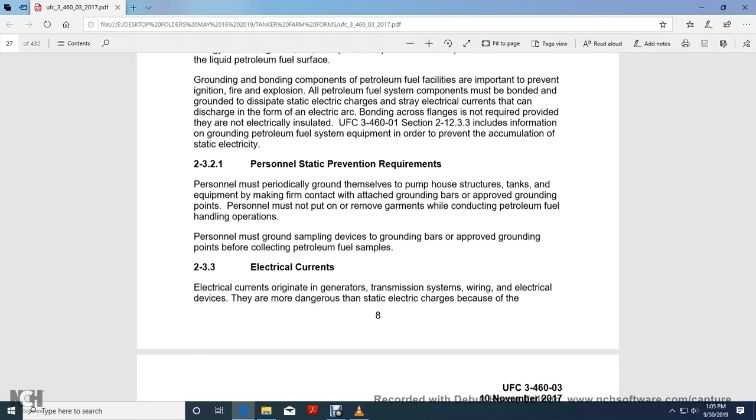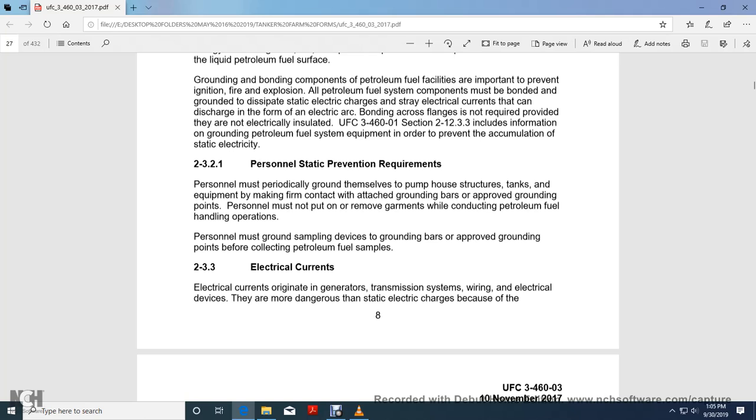2.3.2.1 Personnel static prevention requirements. Personnel must periodically ground themselves at the pump house, structures, tanks, and equipment by making firm contact with the ground bars approved as grounding points. Personnel must not put on or remove garments when conducting petroleum fuel handling operations. Personnel must ground sampling devices with the ground bars, approved grounding points, before collecting petroleum fuel samples.